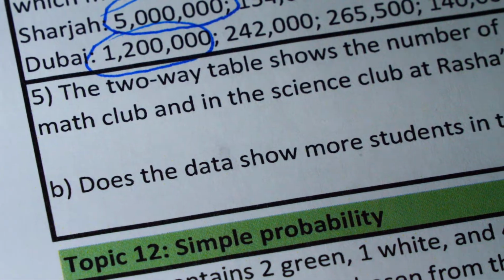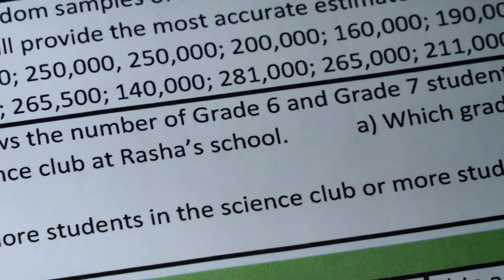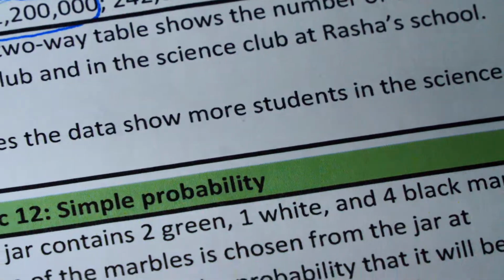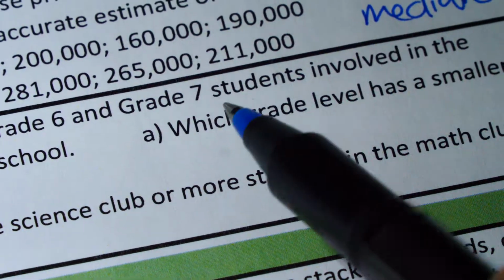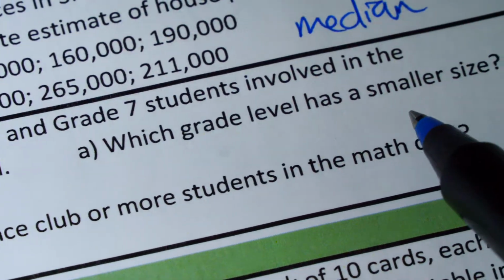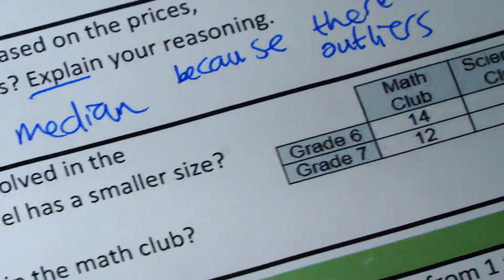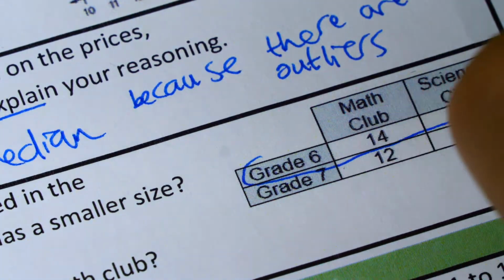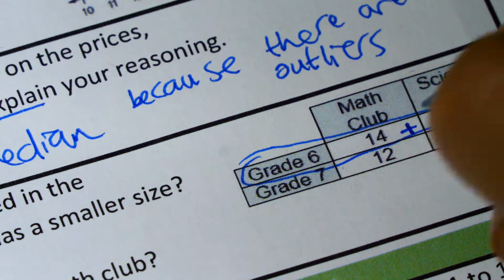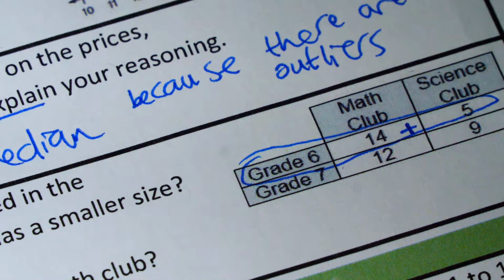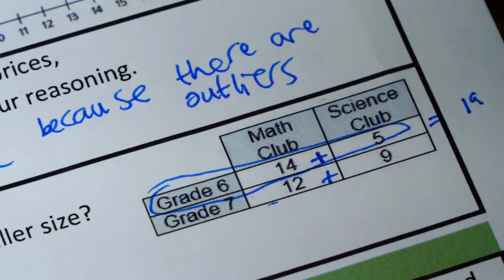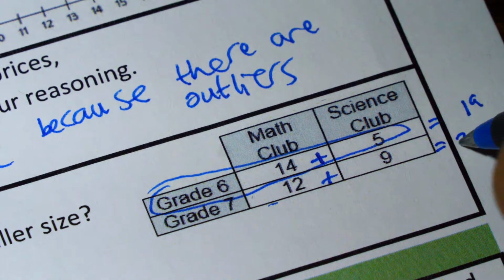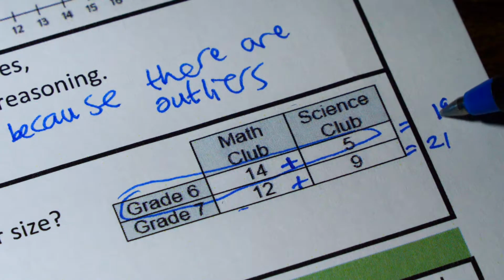Okay. Question 5. The two-way table shows the number of grade 6 and grade 7 students involved in the math club and in the science club. Okay. Question A, which grade level has a smaller size? So if we're looking at grade 6, 14 plus 5 equals 19. In grade 7, 12 plus 9 equals 21. Which one has a smaller size? Grade 6 has a smaller size.